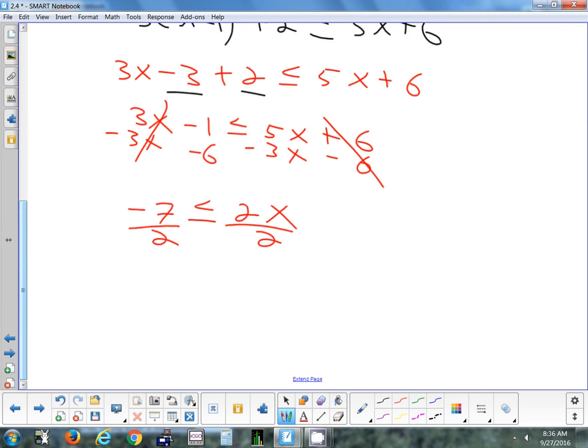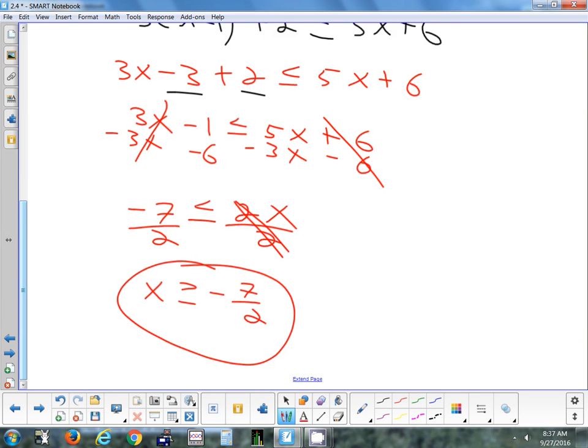But how come there's a negative on the other side? So why don't I flip it because of that? Because you're not multiplying or dividing by it? Yeah, I didn't multiply or divide by the negative. That's just hanging out on the other side. There's really nothing I need to worry about with that as far as flipping. So what's my final answer? And I'd like it with the variable on the left. X is greater than or equal to -7/2. Questions on that?